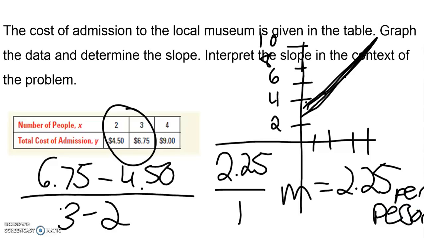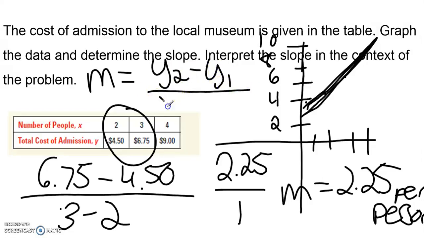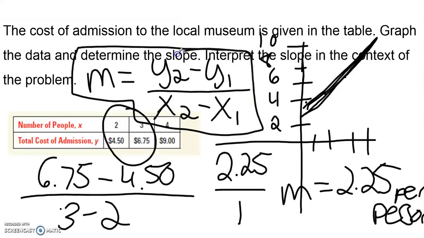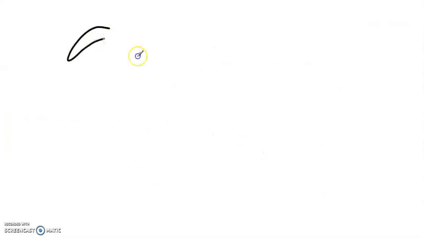Again, the formula I used for this is m equals y2 minus y1 over x2 minus x1. And I would make sure that you have this somewhere in your composition notebook because this formula is super important.